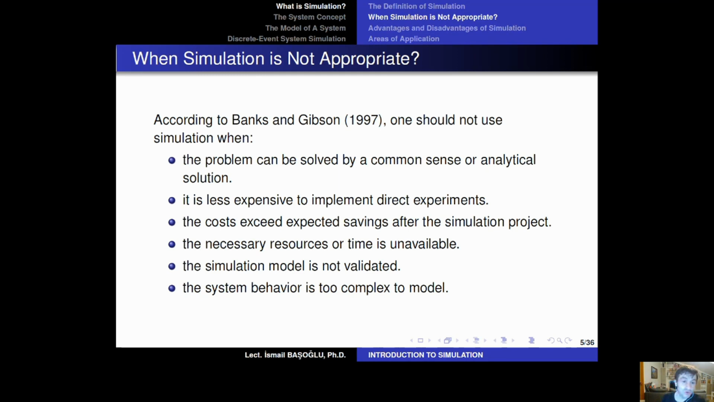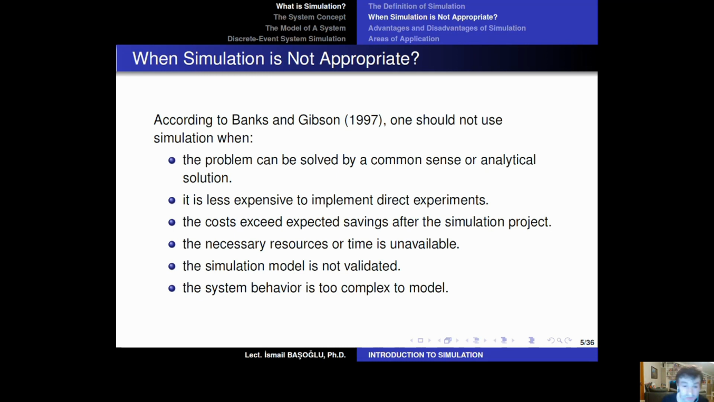Now, you also need to make a prediction of these expected savings or expected profits that you are going to have at the end of the simulation project. If these expected savings are less than the costs that will be created by applying simulation, again, simulation would not be an appropriate tool. And sometimes there may not be enough time or enough human resources, okay, or enough knowledge to develop a simulation project. And again, you should not implement simulation in this case.